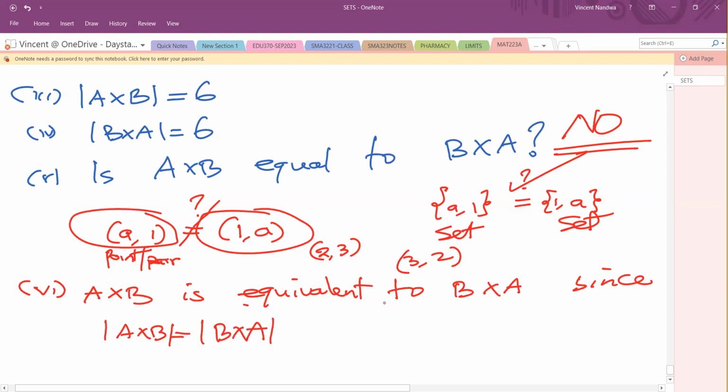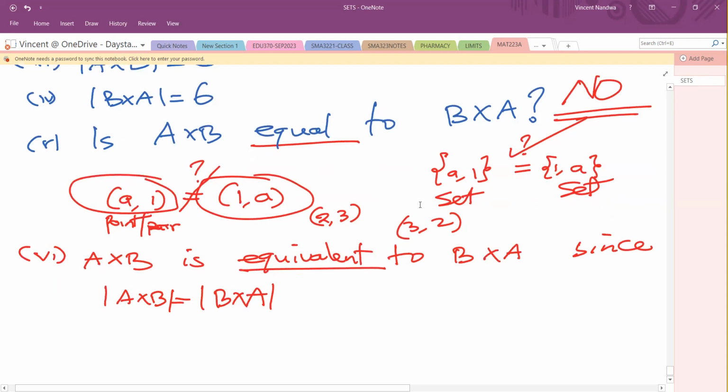So the term equivalent and the term equal do not mean the same. Equal means same or identical elements in two sets. Equivalent means the two sets have the same cardinality, or the same number of elements, okay? So that should be clear.